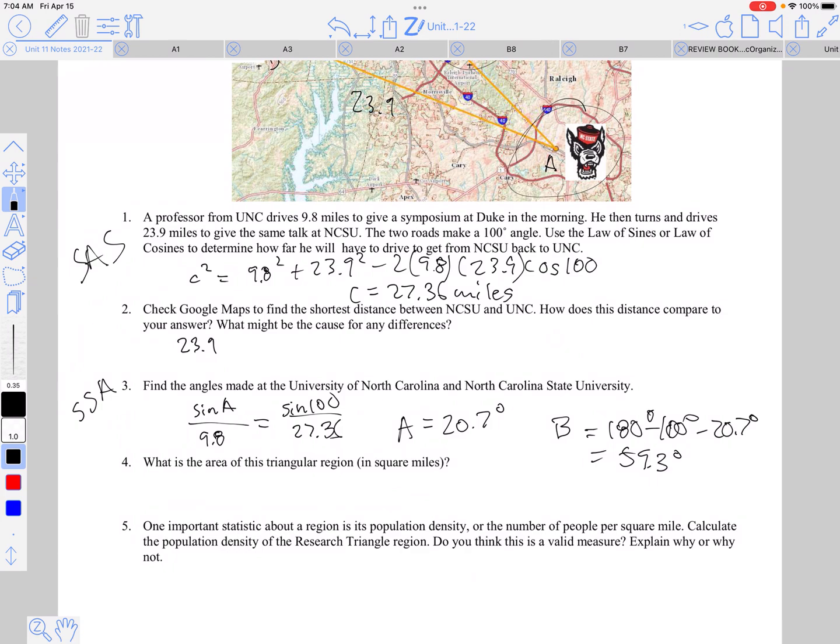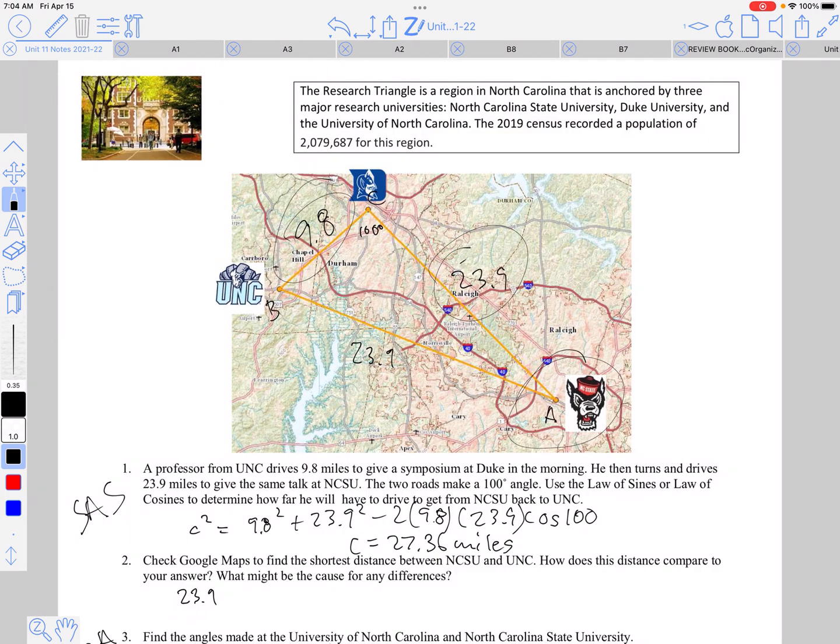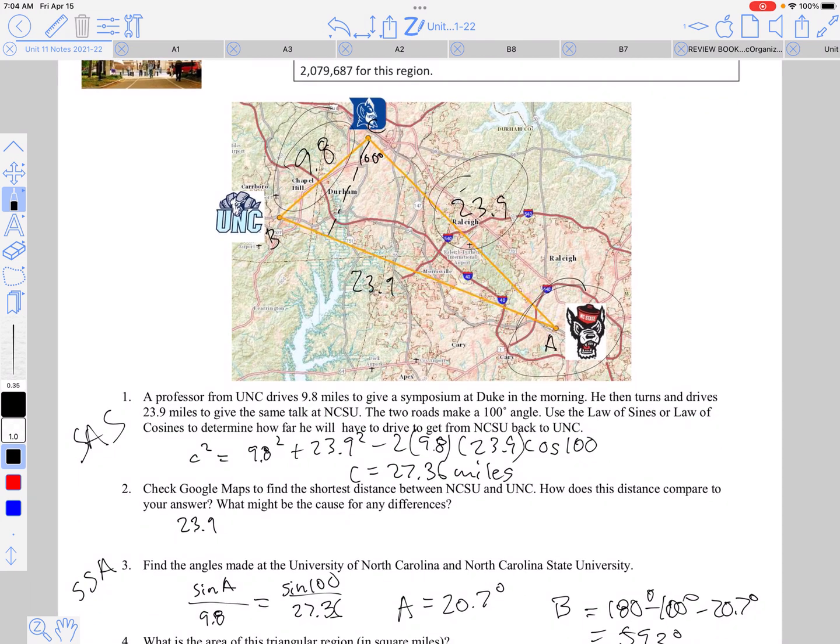Alright, what is the area of this triangular region? So in order to find area, I need 1/2 base times height. So I need to find that height right there. Okay, so what I'm going to do is imagine I have a right triangle right there, and kind of ignore the other half of the triangle, right? So this is the edge of my triangle now, and I can use law of sines.